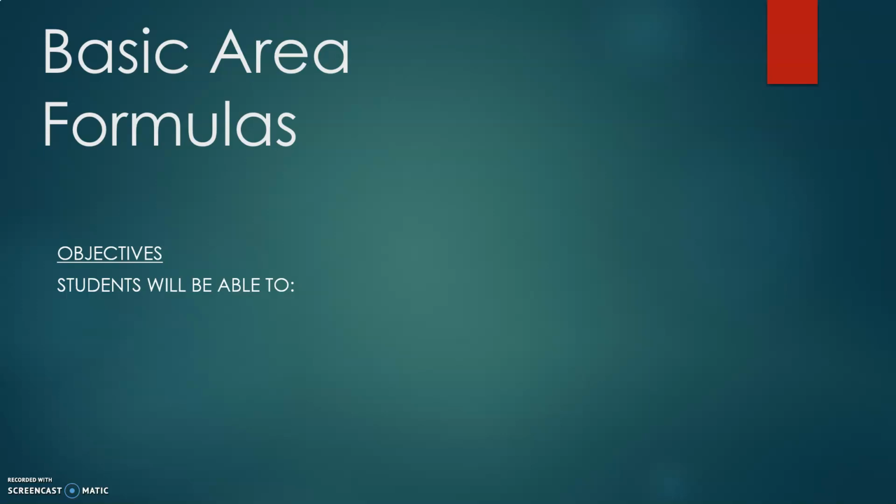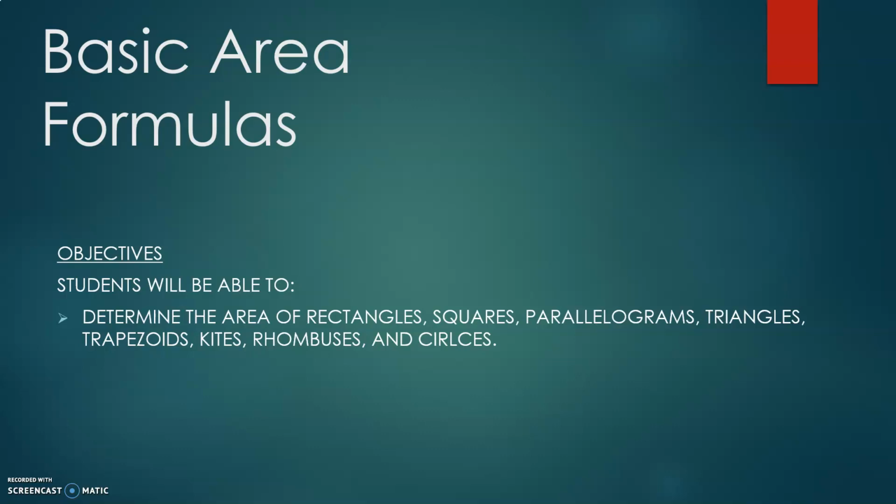Welcome everyone. Today we're looking at basic area formulas, and throughout the course of this lesson, you should be able to determine the area of a rectangle, a square, a parallelogram, a triangle, a trapezoid, a kite, a rhombus, and circles. At the same time, we'd like you to be able to then determine the area of composites. So where you have multiple shapes put together, you're going to find the area of each piece and then combine them. Now, hopefully you guys remember learning most of these formulas earlier.